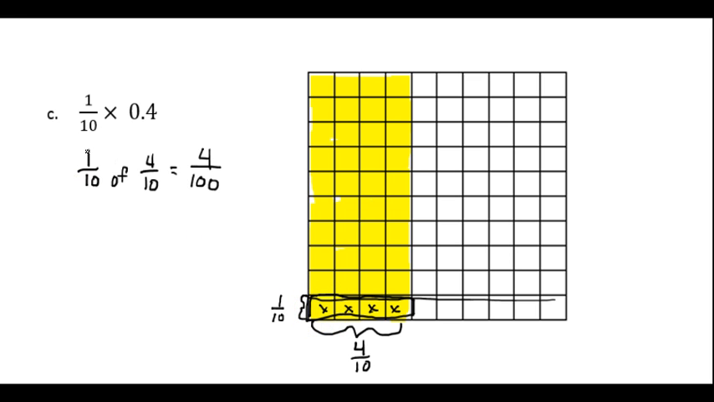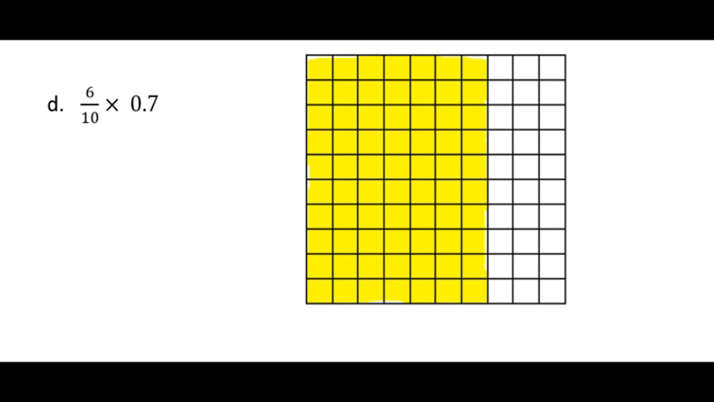To write that in decimal form, we'll say that 1/10 times 4/10 equals 4/100ths. The 100th spot being my second spot past the decimal. So 1/10 times 4/10 equals 4/100ths.